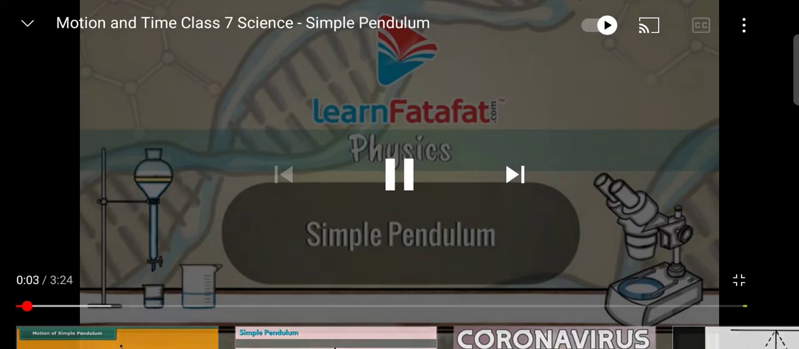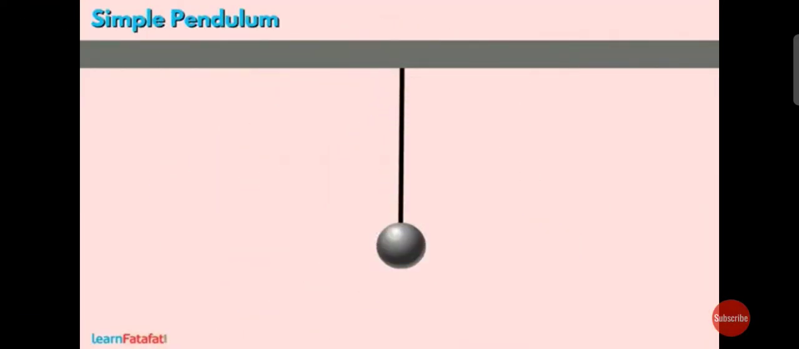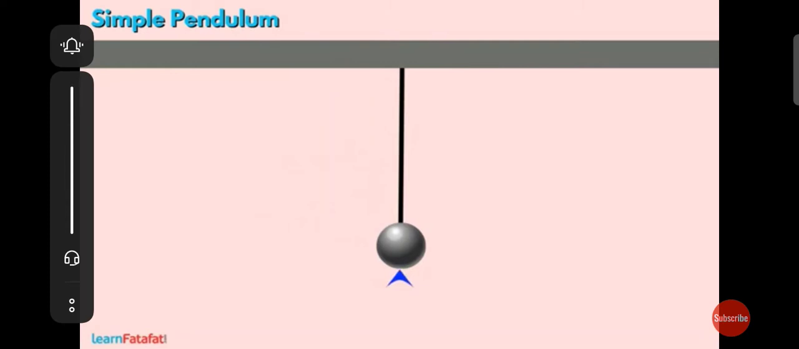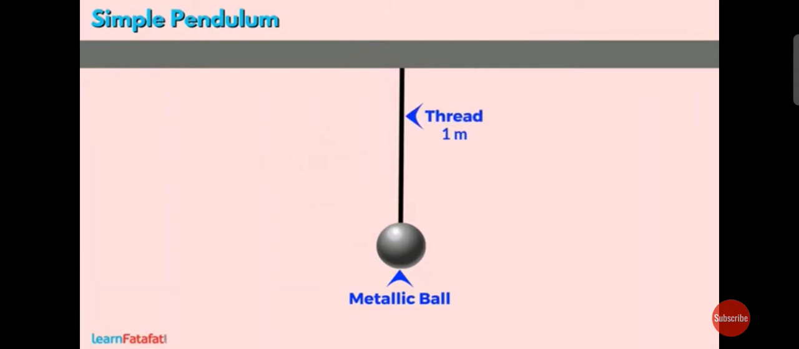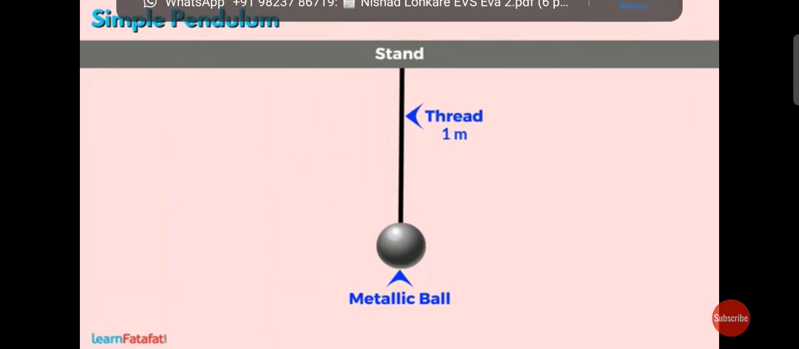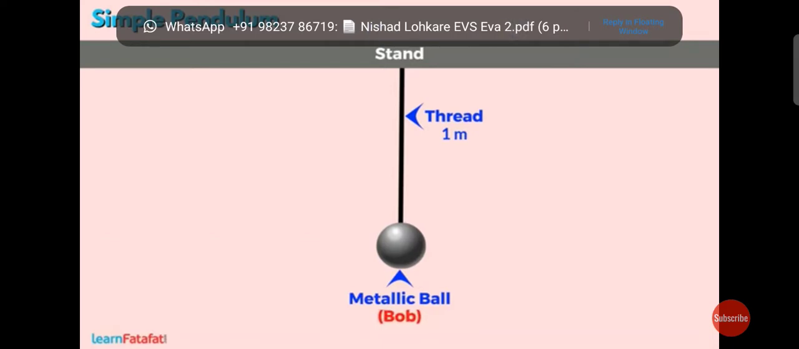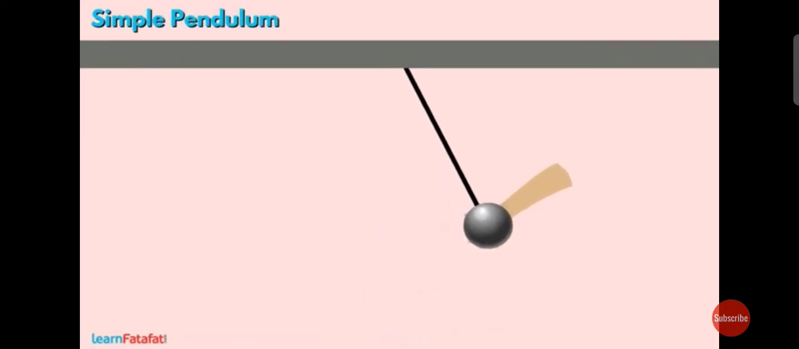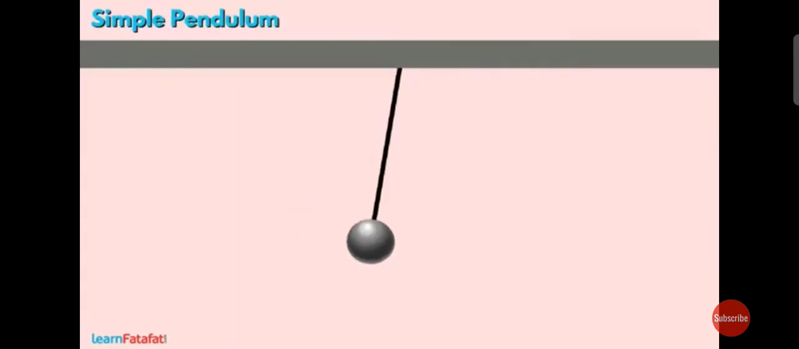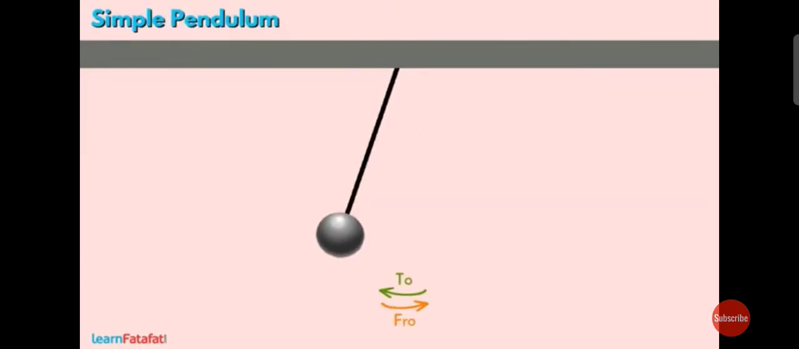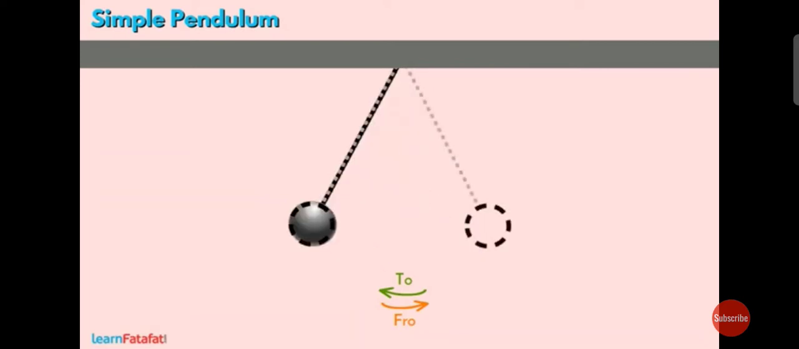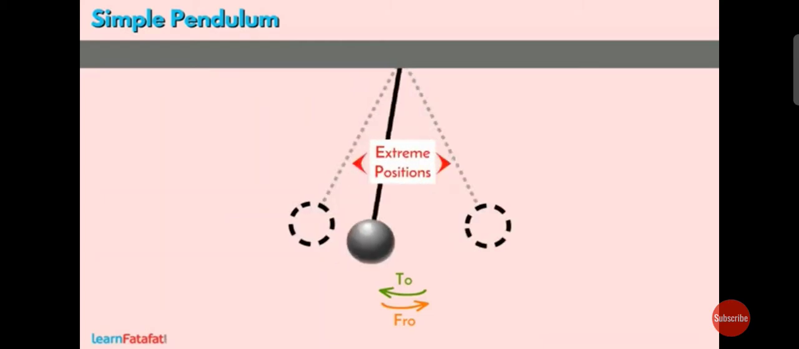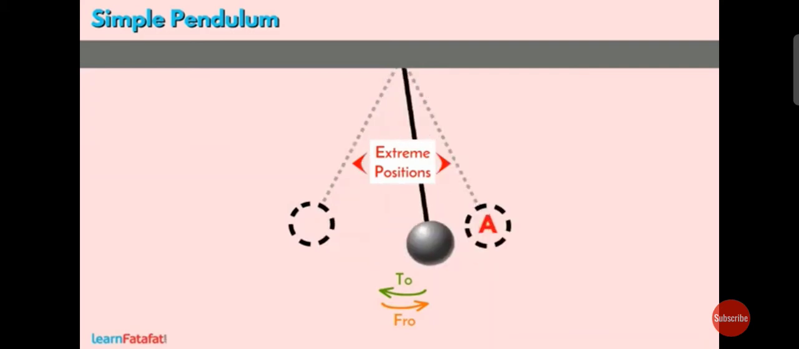Pendulum. A simple pendulum is basically an object such as a small metallic ball tied to a thread of 1 meter length and suspended freely from a non-moving stand. The metallic ball is called the bob of the pendulum. When the bob is taken to one side and released, it starts moving to and fro. During motion, there are two positions where the bob stops and changes its direction. These positions are called extreme positions of the pendulum. Let's denote them by A and B.